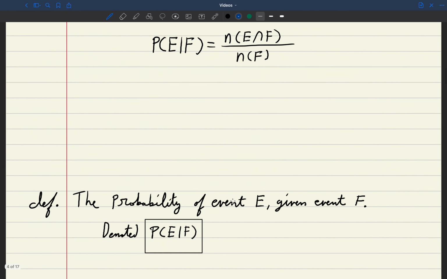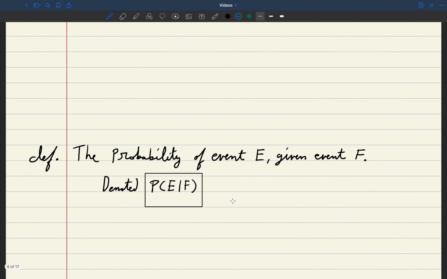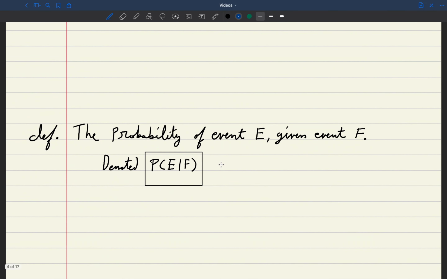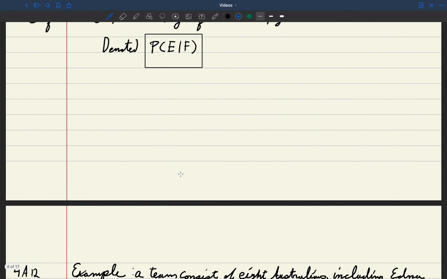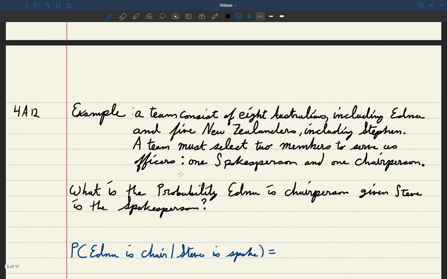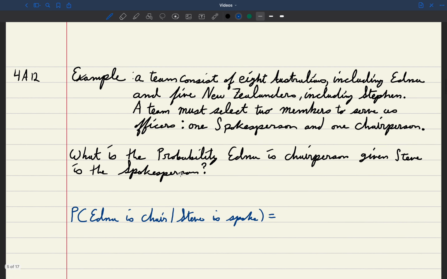Okay, so here we see the definition, the probability of event E given that event F has occurred, and this is denoted P of E given F. This vertical line is the given sign there. Okay, let's look at an example.